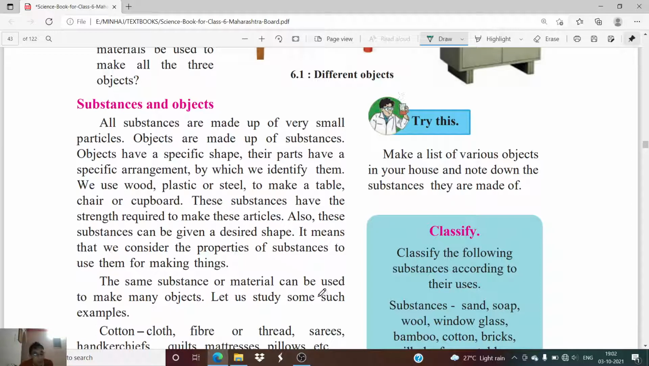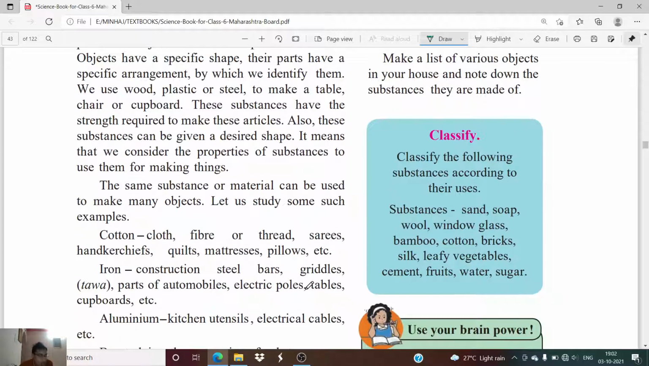The same substance or material can be used to make many objects. We can use a single substance to make different objects. Now let us study some such examples. Let us take an example of cotton. Now there is one material, cotton, and it can be used to make cloth.